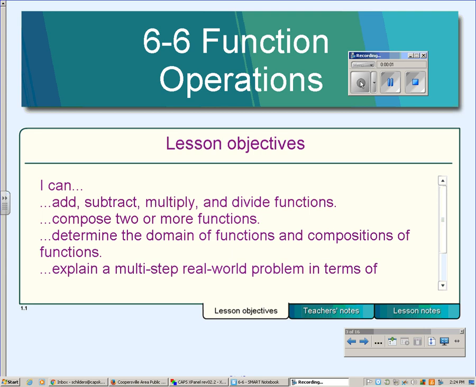This is lesson 6.6 about function operations. In this first video, you will learn how to add, subtract, multiply, and divide functions, and you will also learn how to determine the domain of a function.